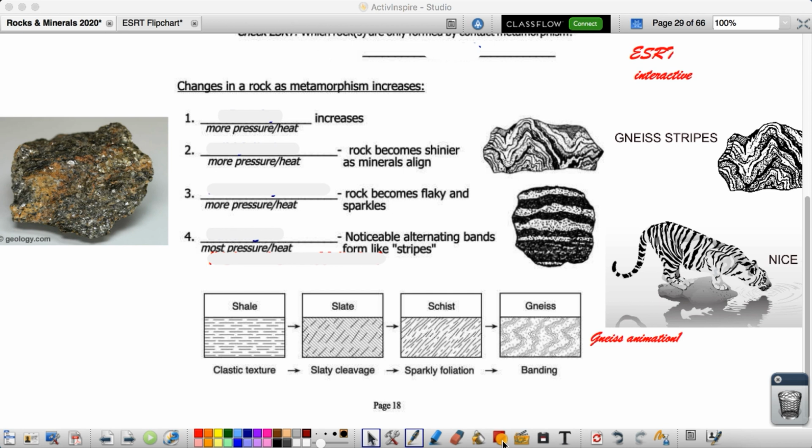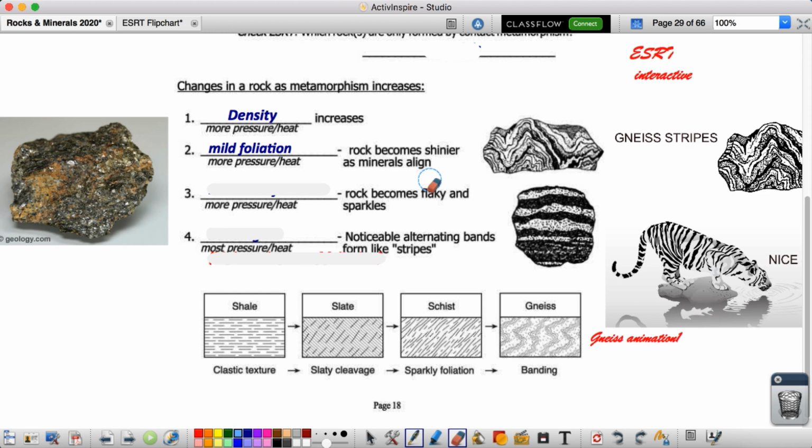Now, the first thing that you need to remember is that density should increase a little, because if you squeeze something enough, the particles are going to get a little closer together. What happens then is you're going to get a slight degree of what is called foliation, which means the minerals begin to align with each other. And now the rock starts to become a little bit flaky, kind of, because of the alignment of the minerals.